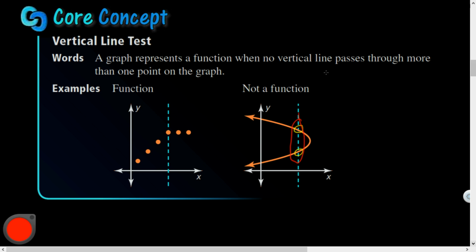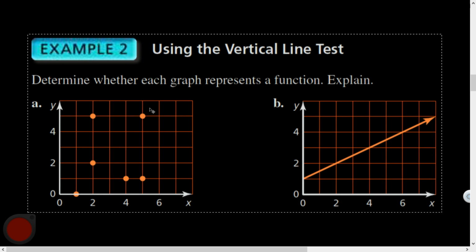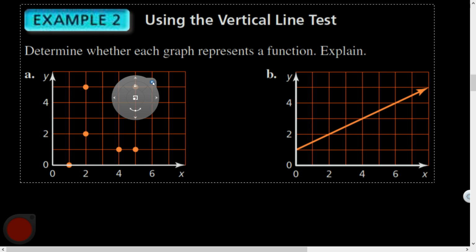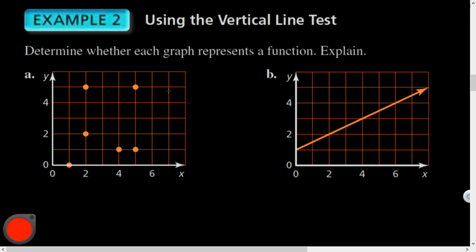Yeah. So let's do some quick examples of the vertical line test. Vertical, by the way, is up and down. What's the word for side to side as a line? Anyone know? Horizontal. Horizontal like the horizon when you're looking at a sunset. Good times, good times.